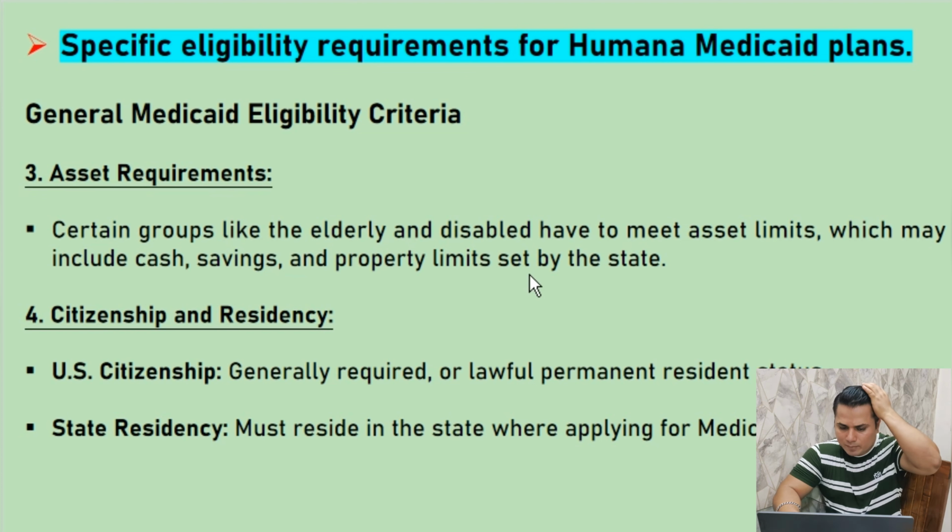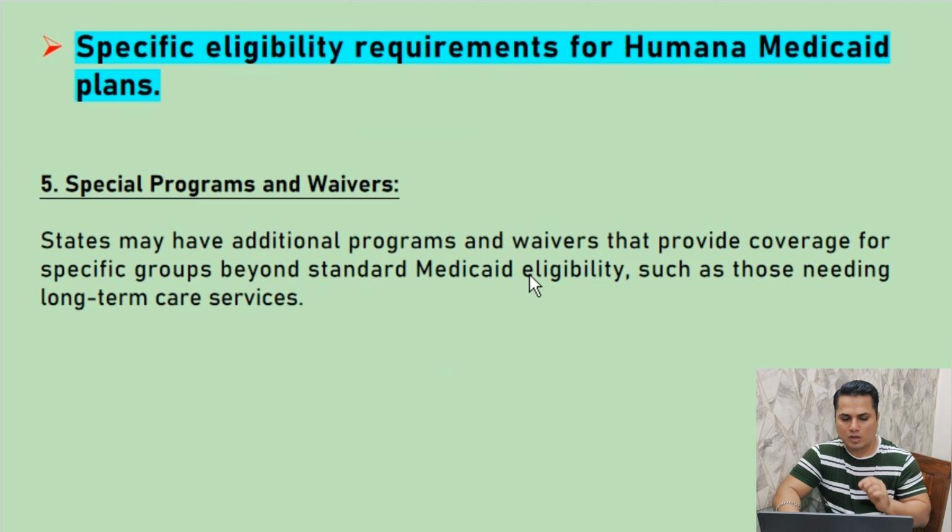Number four, citizenship and residency. US citizenship or generally a lawful permanent resident status is required. State residency: you must reside in the state where you are applying for Medicaid. Number five, special programs and waivers. States may have additional programs and waivers that provide coverage for specific groups beyond standard Medicaid eligibility, such as those needing long-term care services.